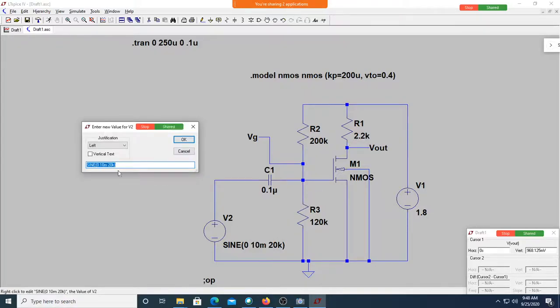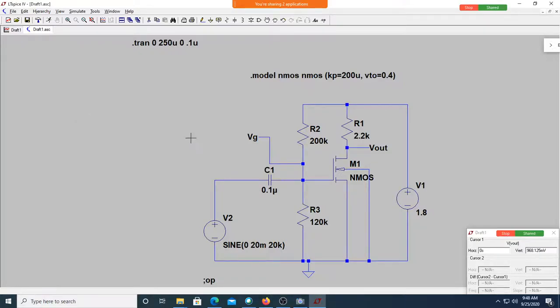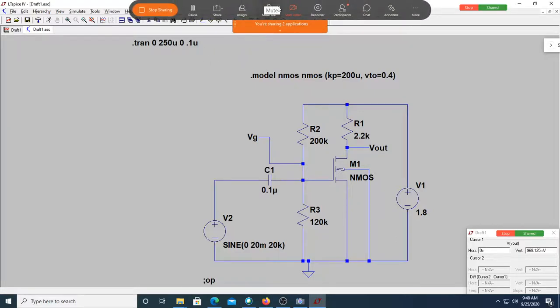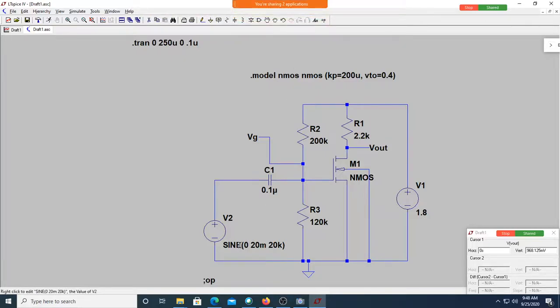Shall I make it 20 millivolt now? Does the gain change? Does the AV value change? Does AV depend on the input amplitude? See here.